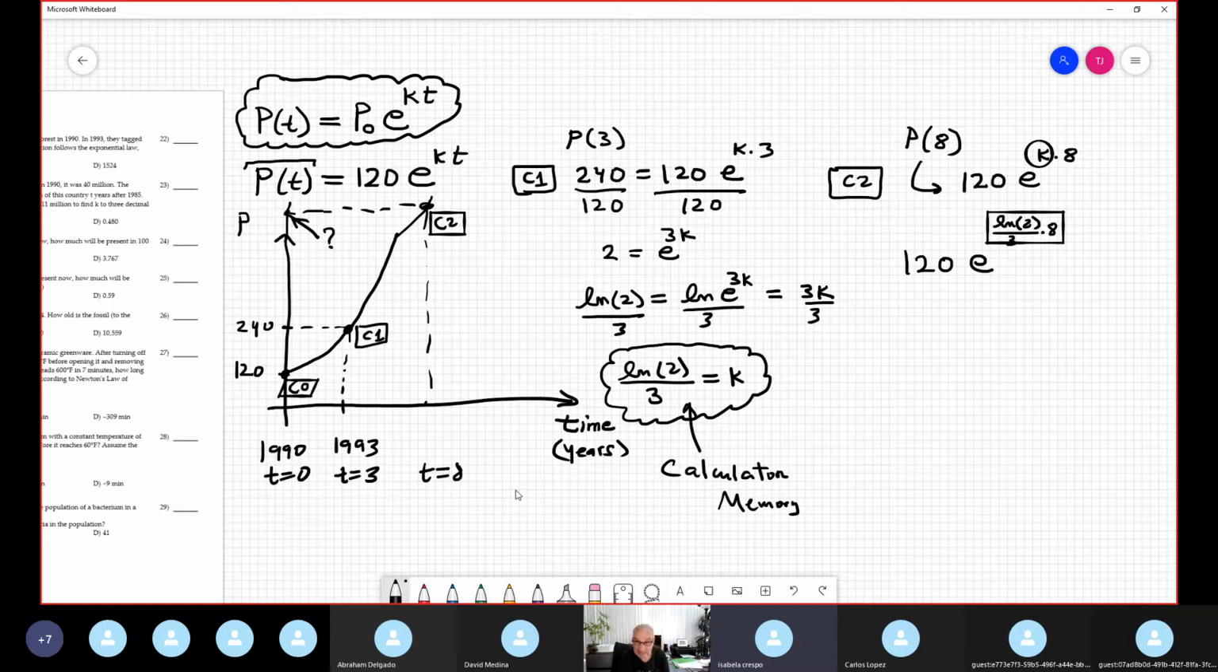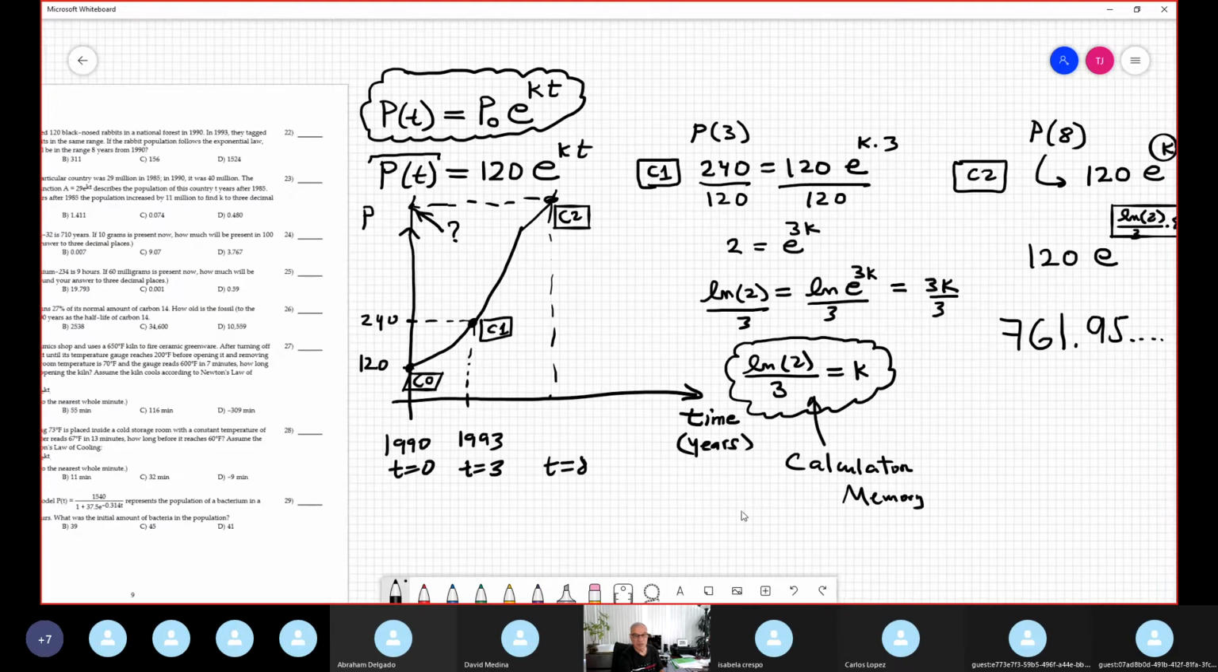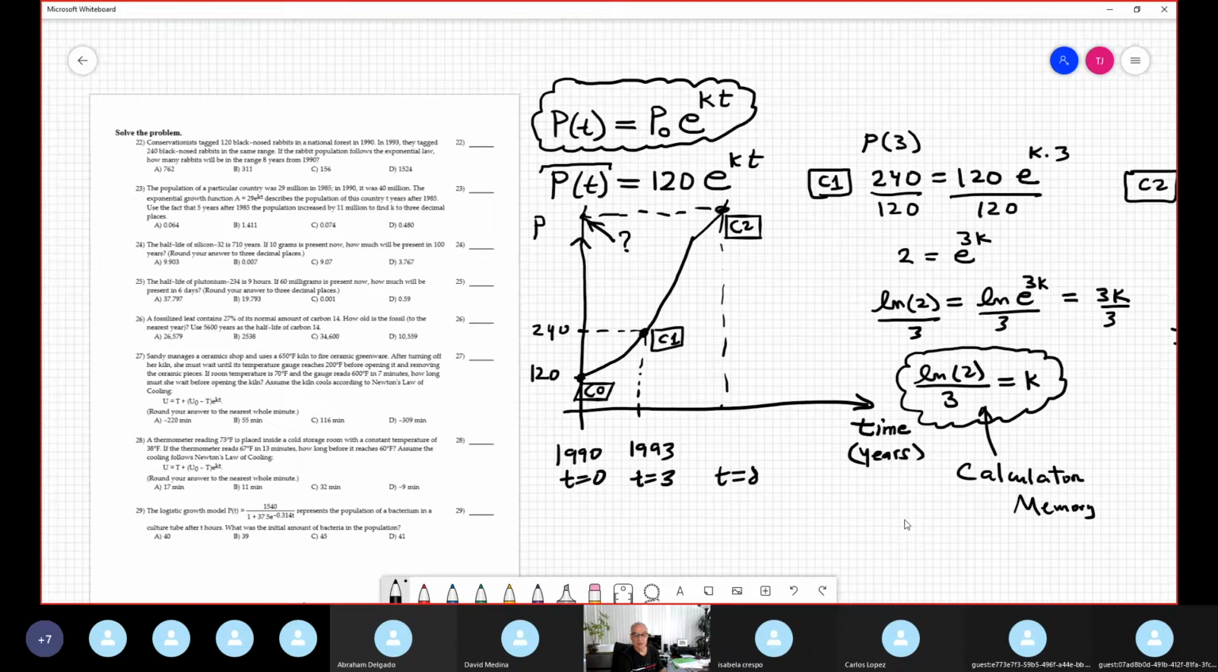761. Excellent. She said 761 point what? 0.95, no? 0.95, with a lot of digits. I don't care. But you know that the rabbit is a whole number, right? No decimal rabbit. So say the answer is 762.